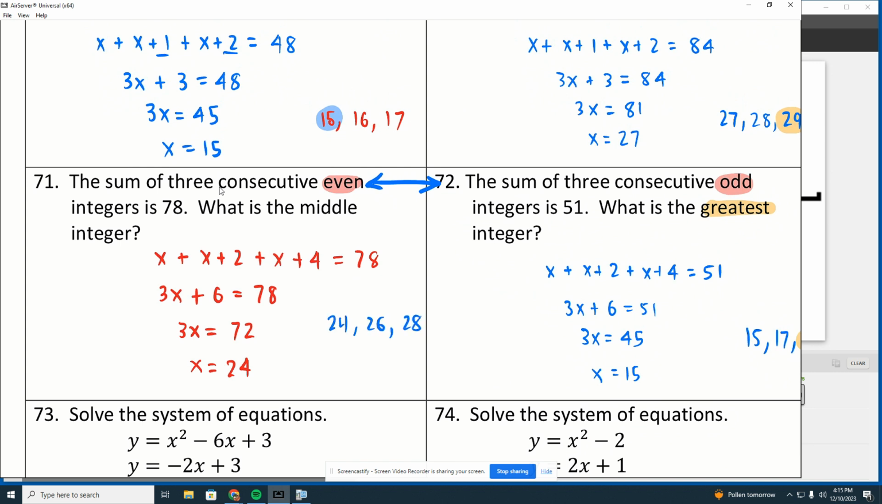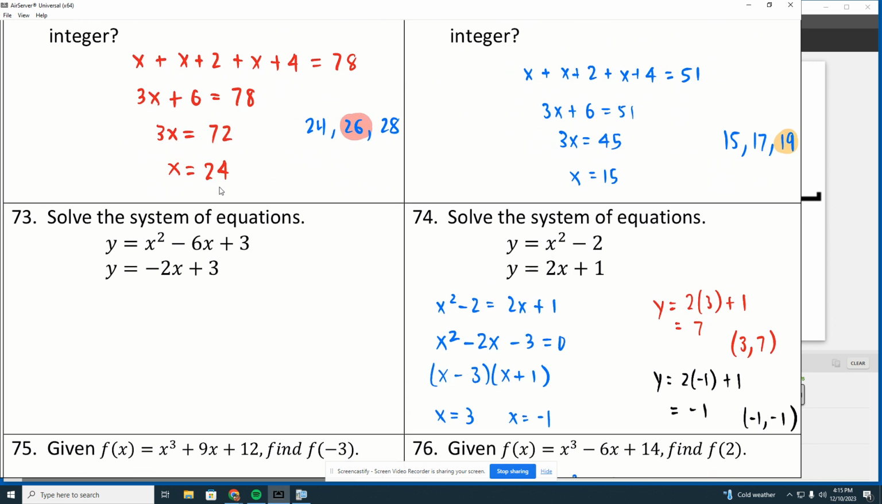Now, what does the question ask me? It asked me, hey, what's the middle integer? Well, in this case, that's 26. 26. All right, moving along.